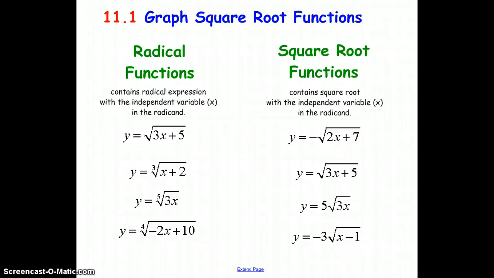So radical functions contain a radical expression with the independent variable, in our case it's x, in the radicand, which means underneath the square root or cube root or fifth root. So these are some examples of radical functions. We have square root here, cube root, fifth root, and fourth root. And if you notice, the x, which is the independent variable, is always inside the radicand.